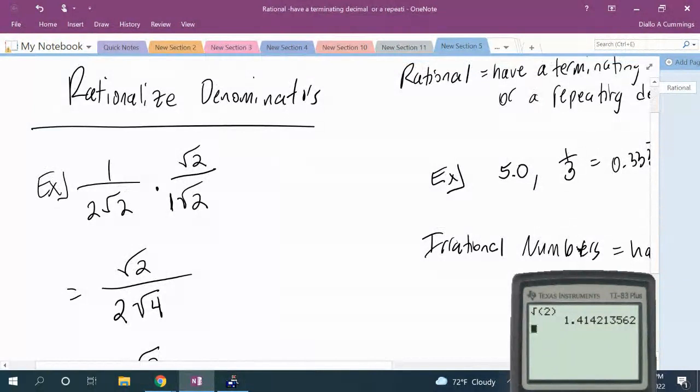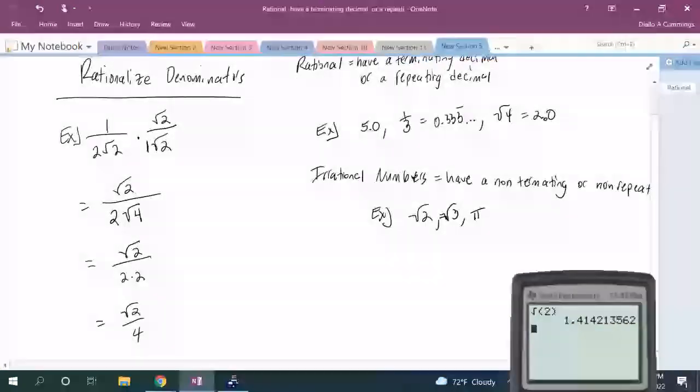We will be rationalizing denominators in this section. I just wanted to review that quickly.